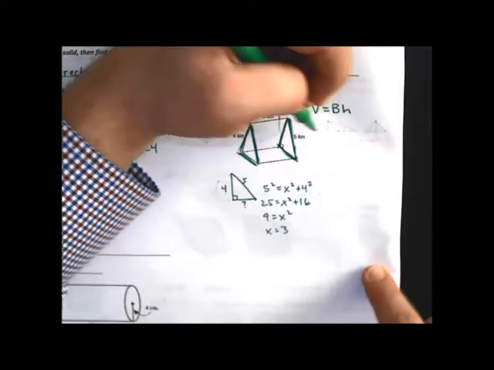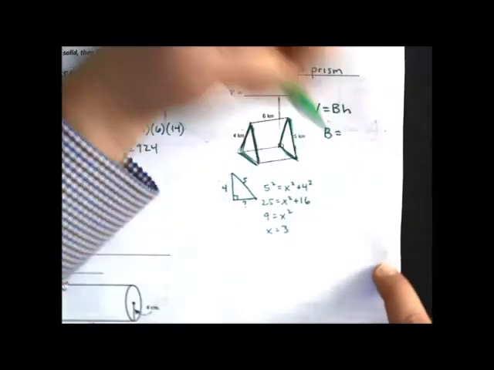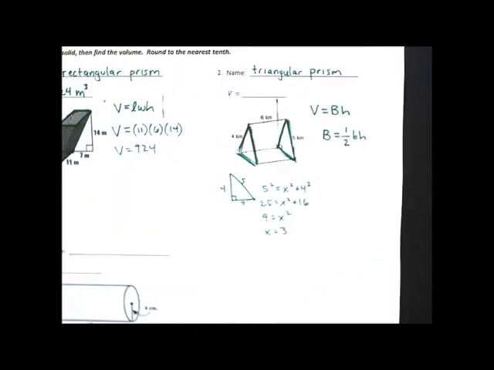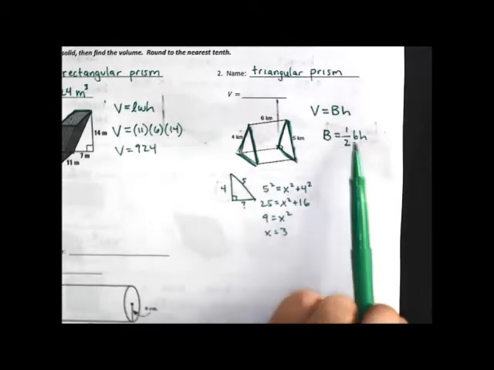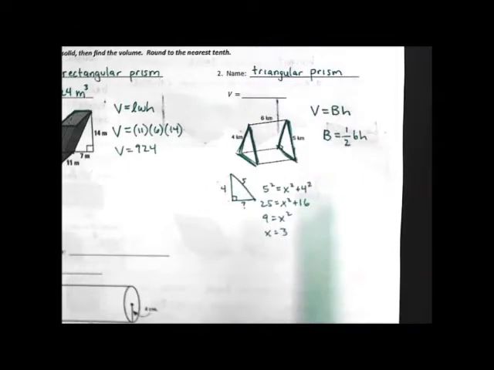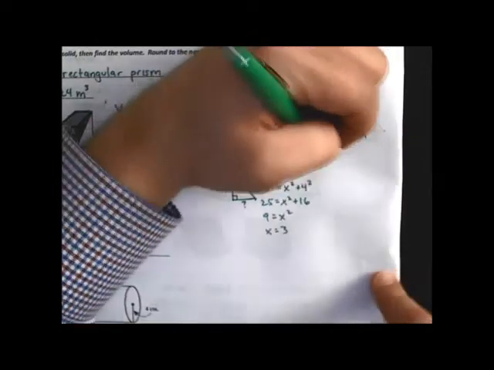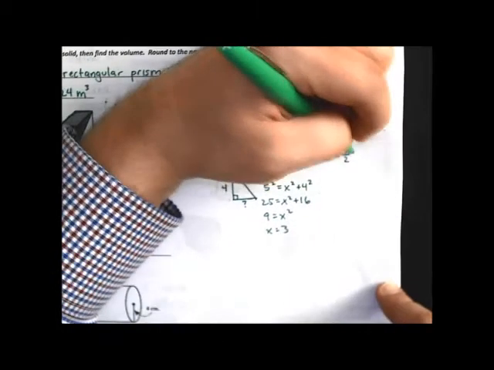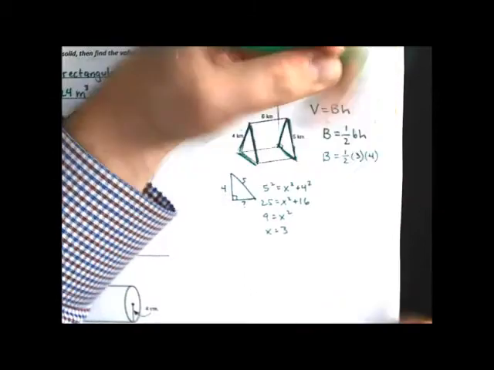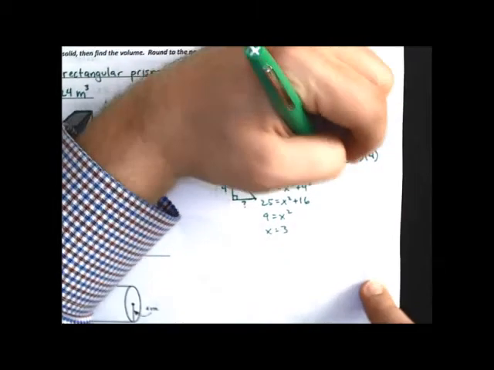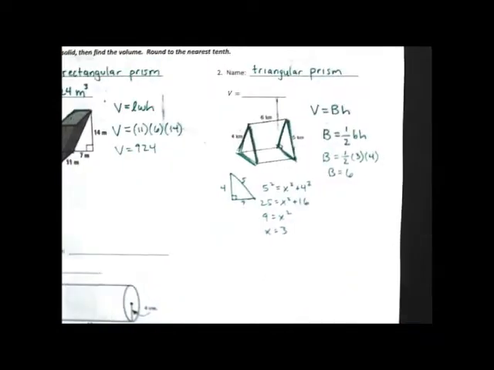So what I can do is say that capital B, because it is a triangle, is going to be 1/2 little b times h. Do you guys notice? This is why it's important to understand the difference between capital B and lowercase b. Lowercase b is the base of my triangle. Capital B is actually going to be the area of this triangle. So when I plug everything in, 1/2 times 3 times 4, well, I'm just going to do this in my head. 1/2 of 4, that's 2. 2 times 3 is 6. So the area of my base is 6.